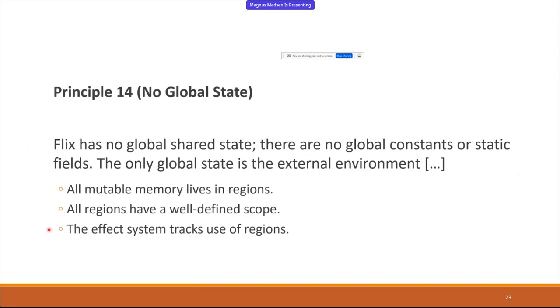And that means that the closest thing you get to global state would be in main, you could declare a new region and you could declare an array. And then you could, of course, pass this array throughout the program. But now it's very explicit that a function is taking some mutable memory and it belongs to some region. So there's no sort of hidden global state.